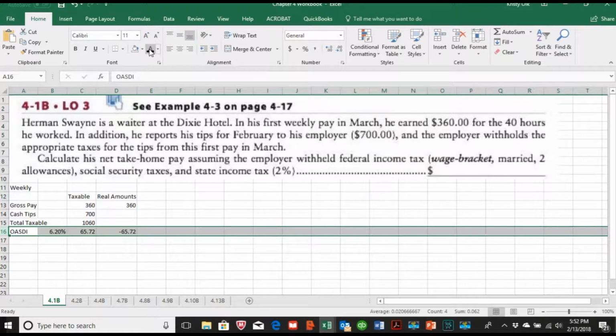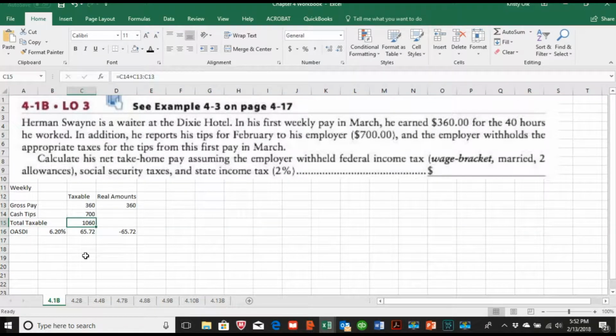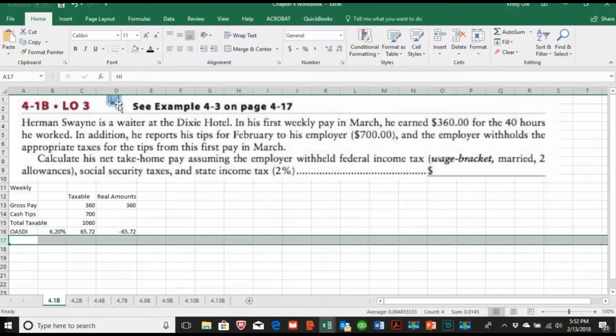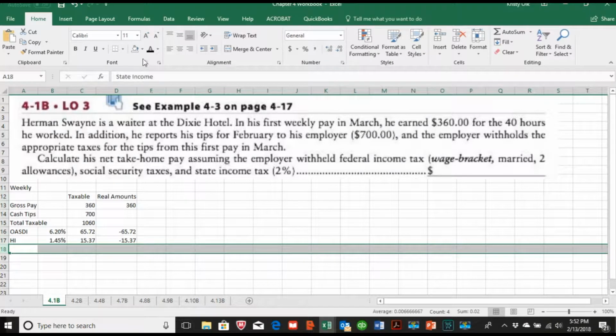We have to determine OASDI. That's at a rate of 6.2%. So that will be $65.72 that we withhold from his wages. That is 6.2% of the $1,060. We then calculate HI, which is 1.45% of the $1,060, and will withhold $15.37. He has state wages that also apply, state income tax that also applies at a rate of 2% of the $1,060, so we'll withhold $21.20 for that.